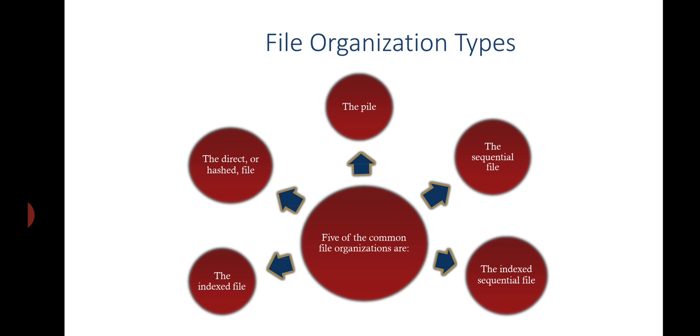There are file organization types: the sequential file, index file, hashing file, then index sequential file, and the pile file. Pile means continuous. Sequential means one after the other, a linear data structure. Index means linked list. Index sequential means one after the other using the list. Then we use the hashing technique. These are the different techniques.